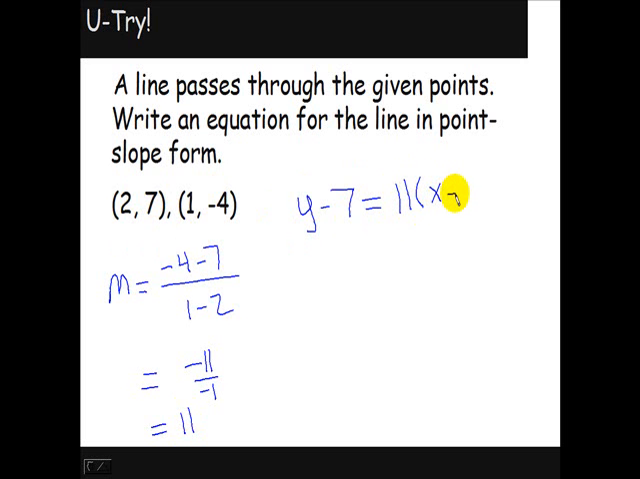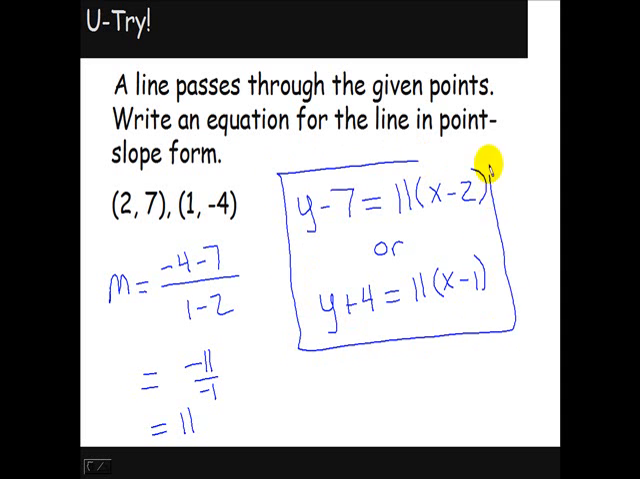Now, you may have chosen the other point to work with at this point, and that's okay. So let's see what that answer would have been. If you'd have chosen this point to work with instead, you'd have y minus a negative 4, which is y plus 4, in the final answer, equals the same slope 11 times the quantity x minus 1. So depending on which point you chose, you're going to get one of these answers. You only need to have one of them. We don't need to do both.